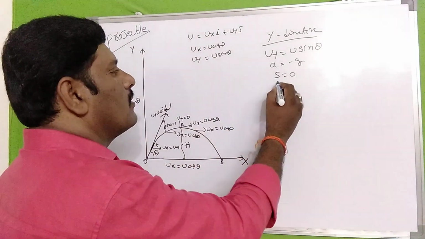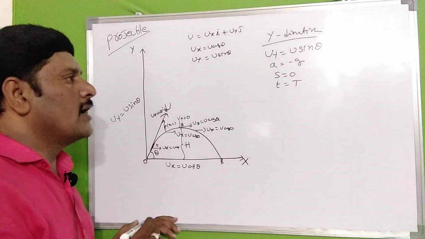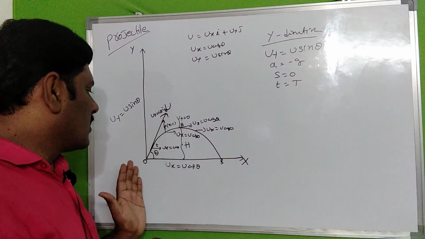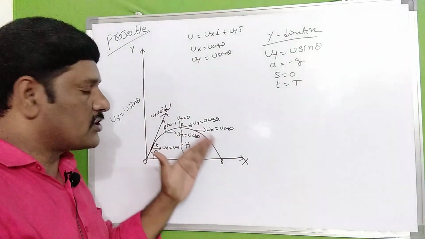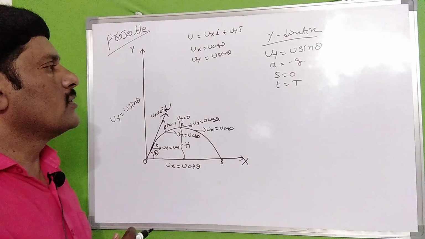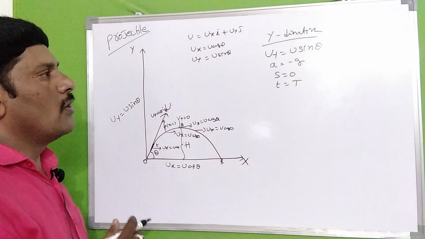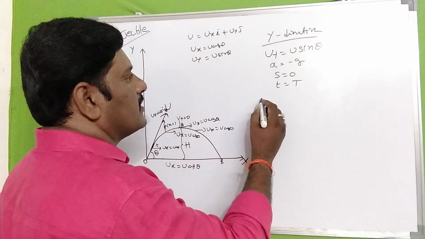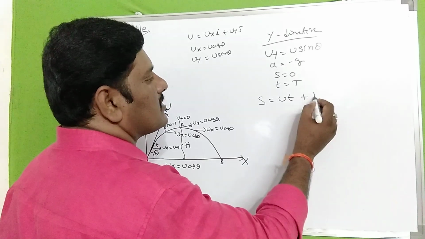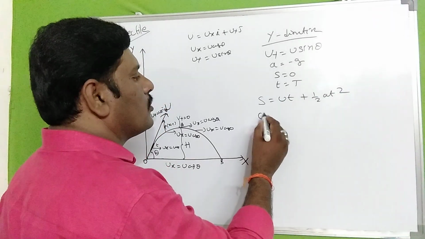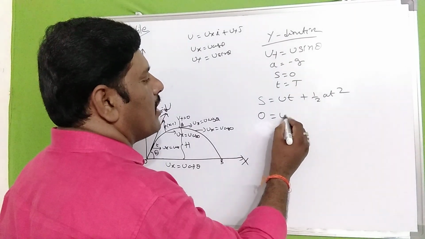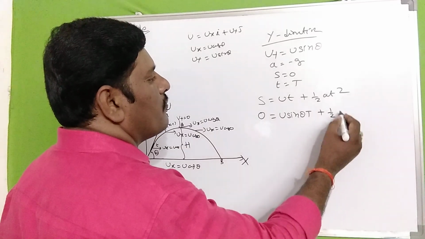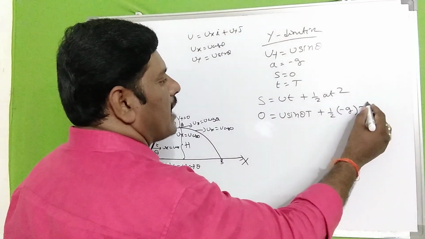Now the time t equal to capital T. Capital T indicates the time of flight. Time of flight means the total time taken to reach the ground from projection to the point of landing. So now we take the relation S equal to ut plus half at square, where S equal to 0, u is along the vertical direction u sin theta, t is capital T, and a is minus g, so minus g into capital T square.